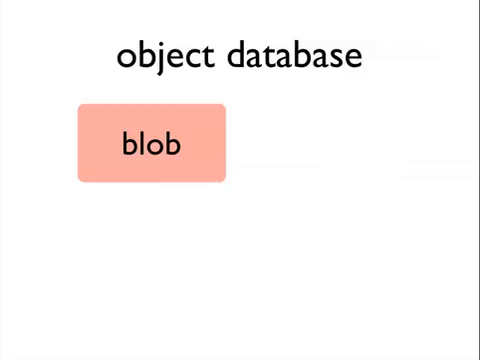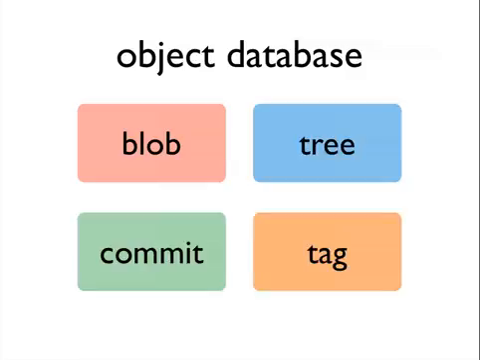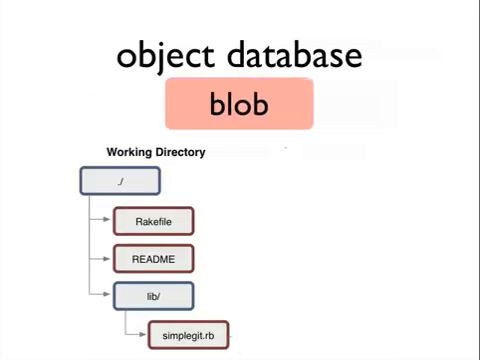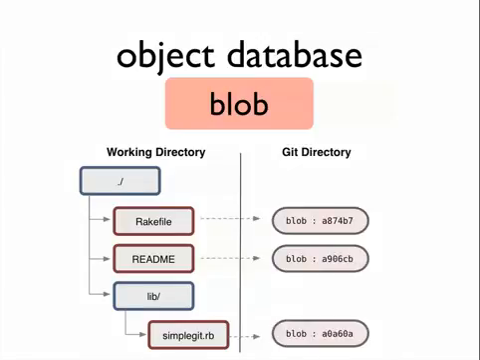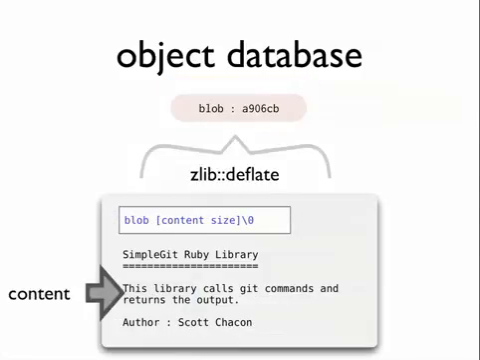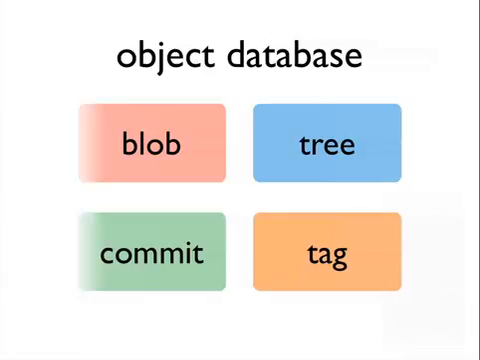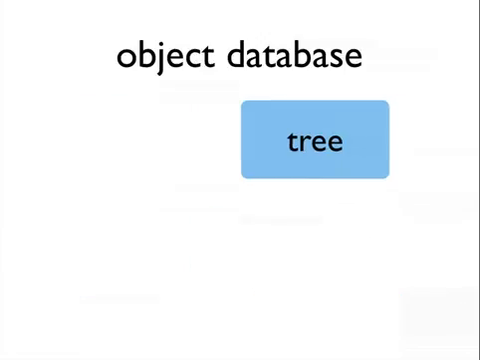Now, there are 4 types of Git objects. There is the blob, the tree, the commit, and the tag. If you have a working directory with a bunch of files and subdirectories in it, every file will be turned into a blob in the Git directory. Okay? So that consists of just taking the content of the file, appending the header to it, compressing it, and writing it to disk. It's very simple. It's just the content of the file.